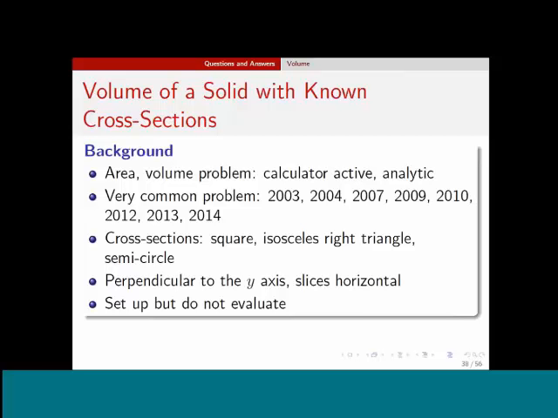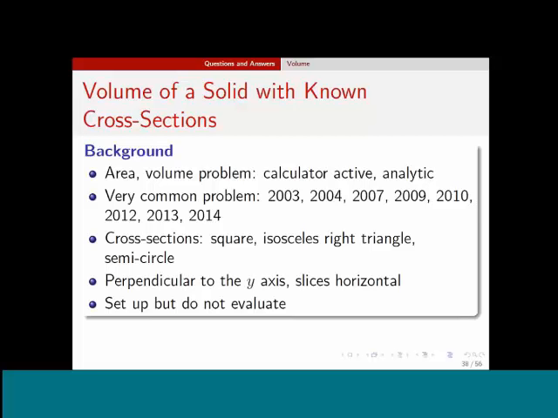And let me take a quick look at volumes of solids with known cross-section. Area and volume problems have been very common on the exam. They've been in both calculator active sections and the analytic section. This is a really common problem. I went back and looked at previous exams, and all of those exams had an area volume problem. In questions where we ask students to find the volume of a solid with a known cross-section, it has been in the past either a square, an isosceles right triangle, or a semicircle.